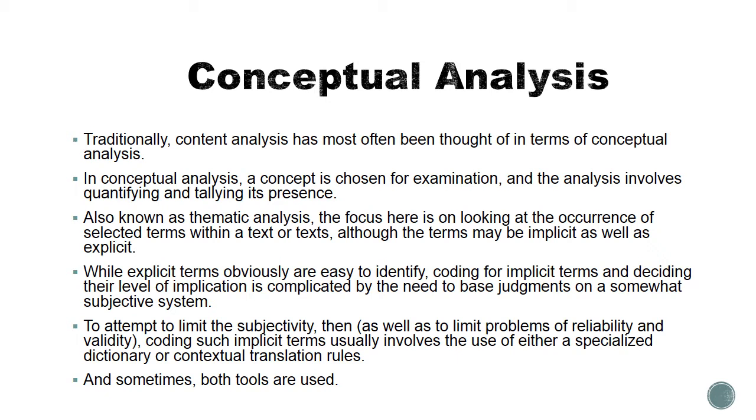While explicit terms obviously are easy to identify, coding for implicit terms and deciding their level of implication is complicated by the need to base judgments on a somewhat subjective system. To attempt to limit the subjectivity, as well as to limit the problems of reliability and validity, coding such as implicit terms usually involves the use of either a specialized dictionary or contextual translation rules, and sometimes both are used.